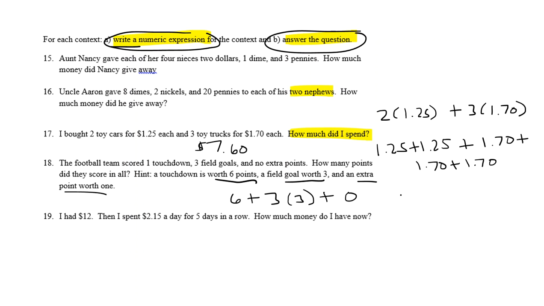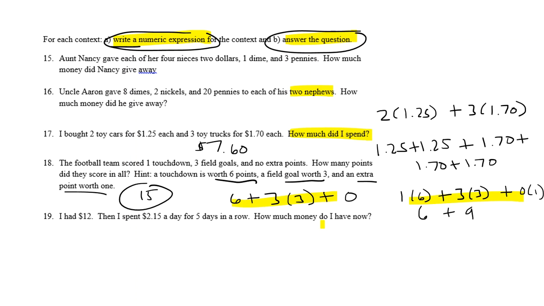Another way would be to write 1 touchdown, that's worth 6 points. 3 field goals, and that's worth 3 points. And no extra points, and that's worth 1. So 1 times 6 is 6, 3 times 3 is 9, 0 times 1 is 0, 6 plus 9 would be 15. Okay, so either way you do this, you end up getting 15 as your answer. Okay, on the next one.